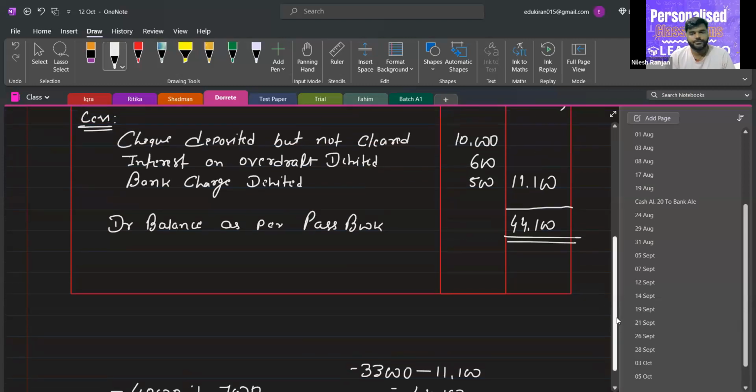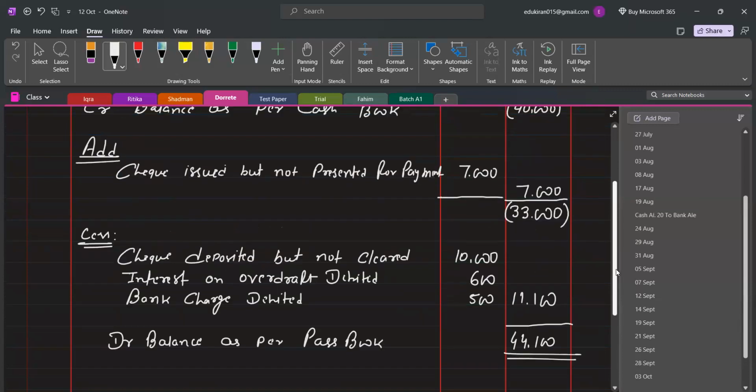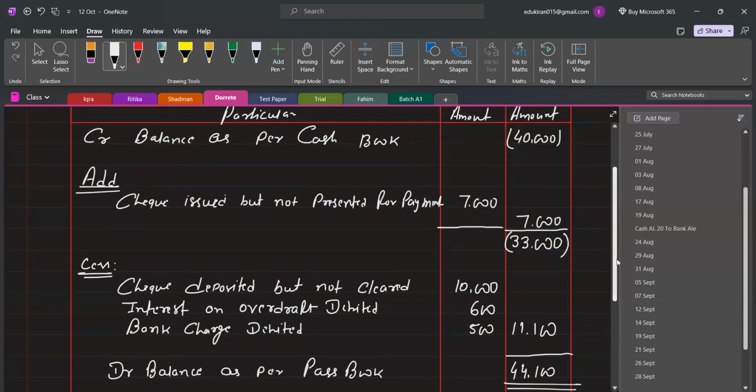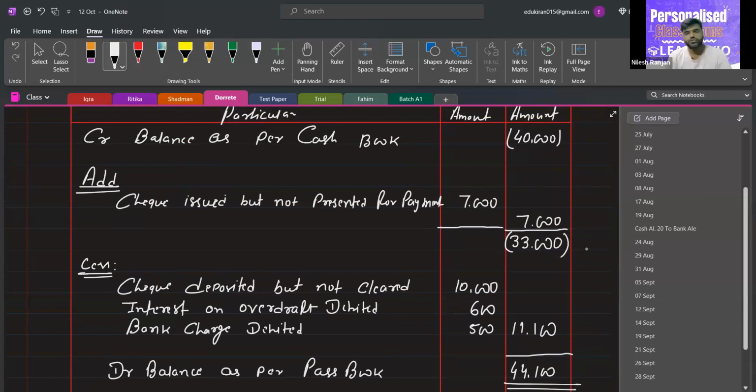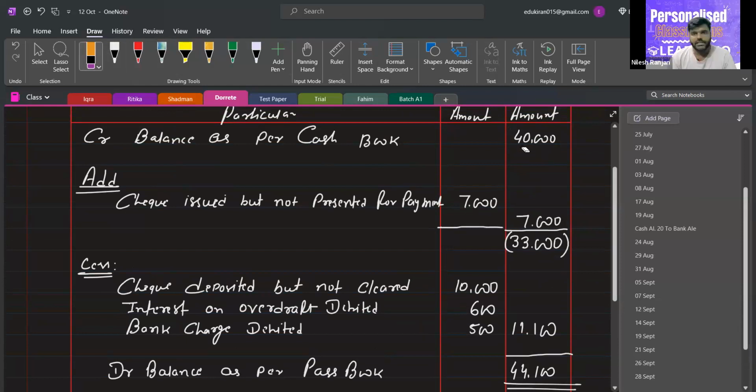Is this clear? Yes, sir. Now there is one more method we can use to solve this type of question. We don't have to write this 40,000 in negative form. We will change the situation a little bit, but we don't have to write this in negative.